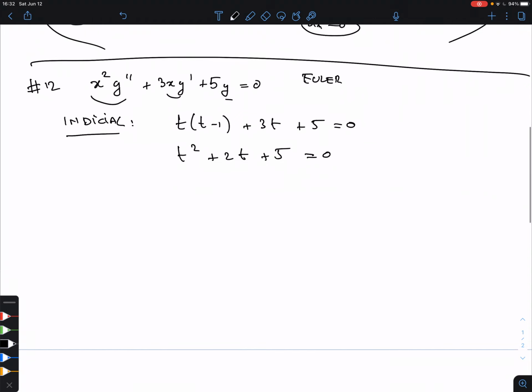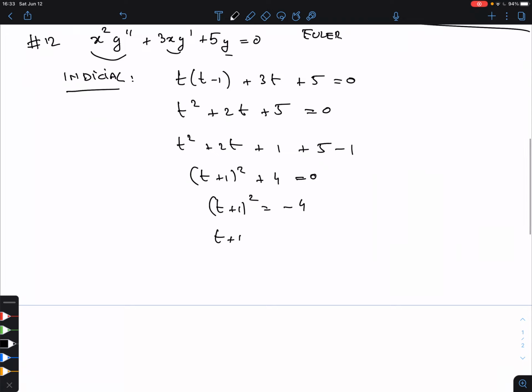And what we need to do now, well, you can try to factor it, but multiplying to 5 and adding up to 2 doesn't work. So you may suspect that probably I need the quadratic formula. But in this case it's sometimes easier to just complete the square. We have t squared plus 2t. To complete the square we add 1, but then we subtract 1. This gives me (t plus 1) squared plus 4 equal to 0, and then (t plus 1) squared is equal to negative 4.